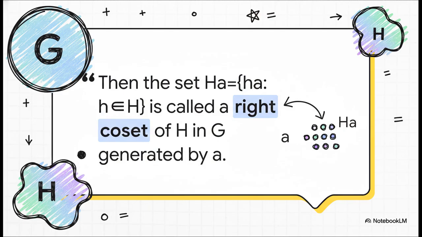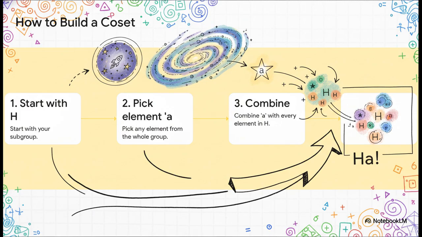It says the set Ha equals {ha, where h is in H} is called a right coset. Now, I know that looks pretty dense and full of symbols, but trust me, we're going to break it down into a super simple recipe. So how do we actually do it? It's basically a three-step process. First, you start with your subgroup H, our science fiction section. Second, you go out into the entire library, G, and you pick any one element a. Could be any book. And third, you take that element a and you combine it with every single element inside your subgroup H. And that new collection you just created, that is your coset, Ha.